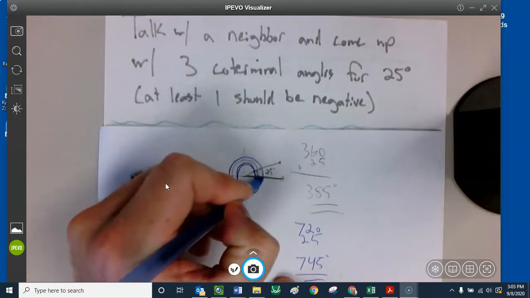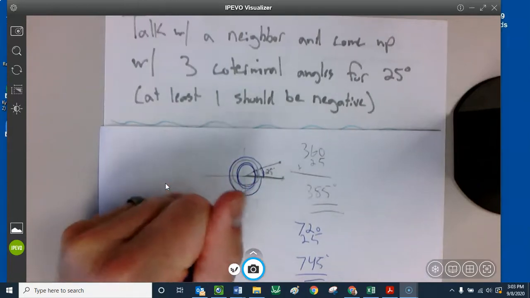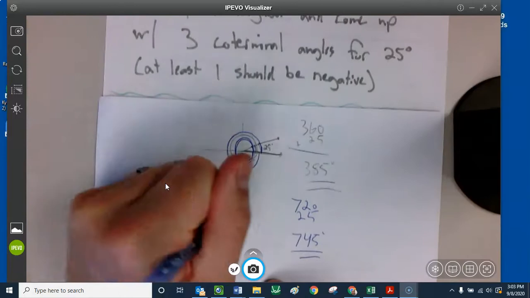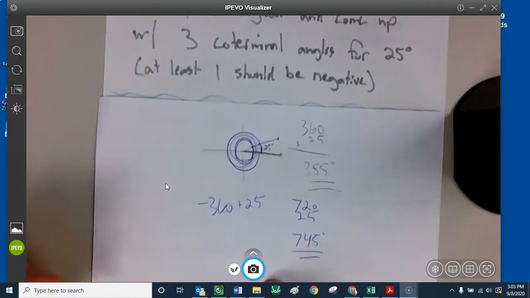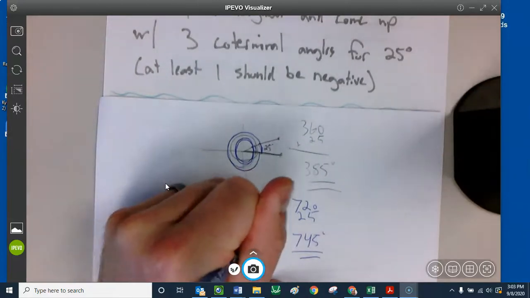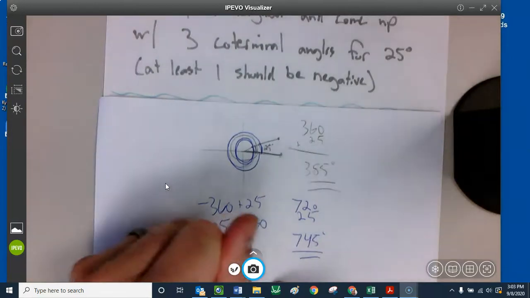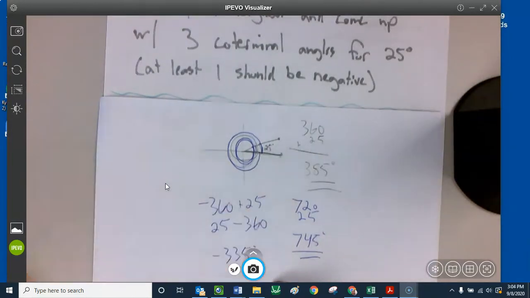So that would be a negative 360, and then add 25. Negative 360, but then I'm going to add 25. Well, commutative property of addition here, I know you haven't heard that in a while. We could just flip those around. That's just subtracting 360. 25 minus 360. Negative 335.